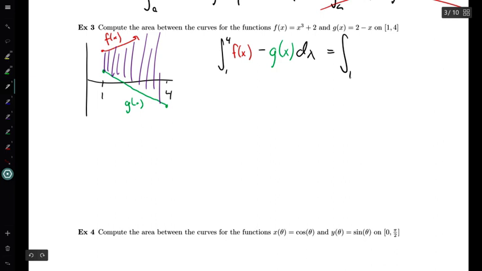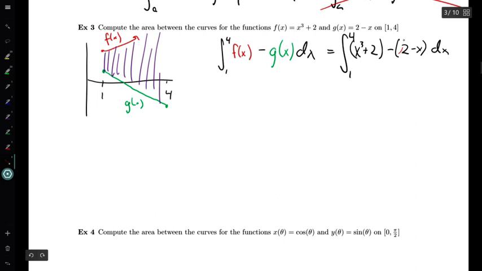So let's see, I've got the integral from 1 to 4. F of x is x cubed plus 2. G of x is 2 minus x. And don't forget to include those parentheses there, because we want to subtract away the entire function g of x. We don't just want to subtract away the 2. So make sure to have these parentheses here. They are important.